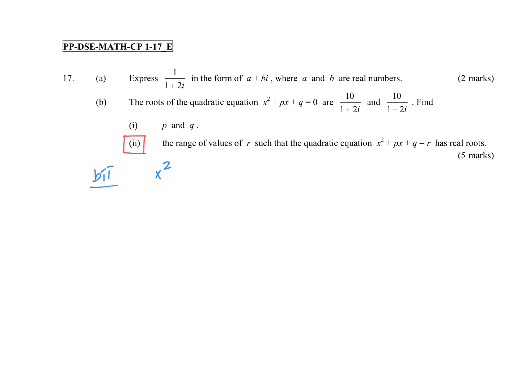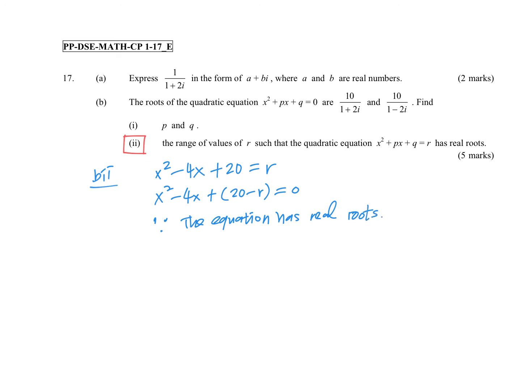And then B2, x squared plus px, where p is negative 4, found in B1, and q will be 20. And then we rewrite this equation back to its corresponding general form. Because it is given that the equation has real roots, the discriminant delta will be bigger than or equal to 0. So b squared minus 4ac will be bigger than or equal to 0.